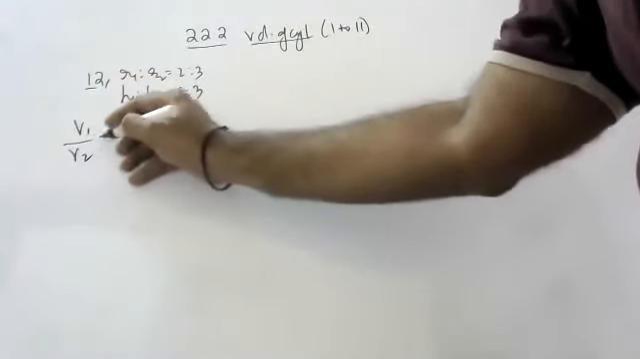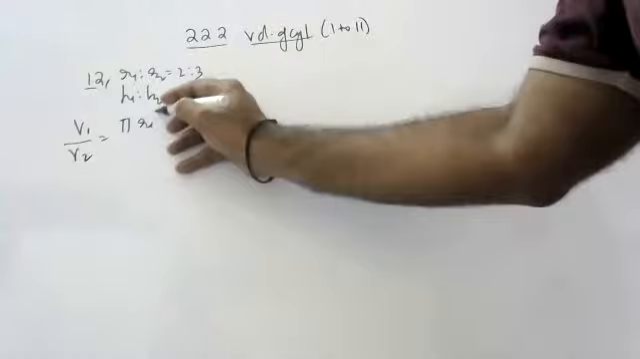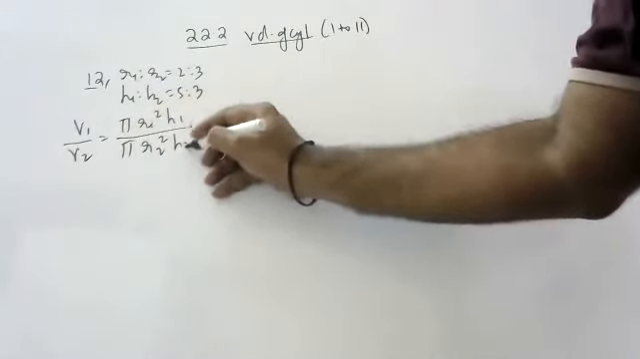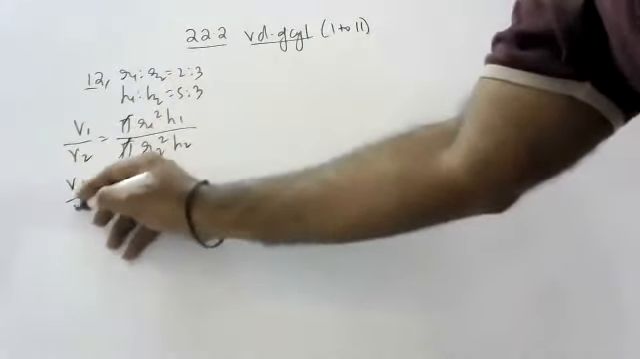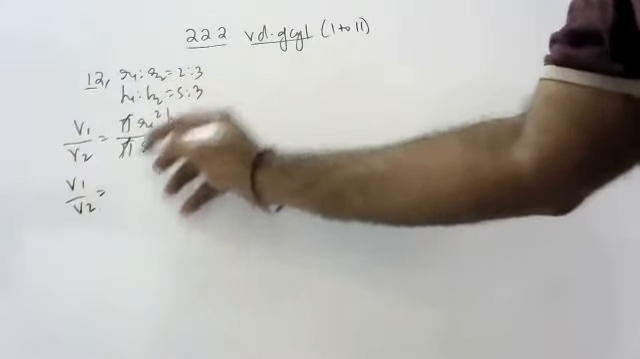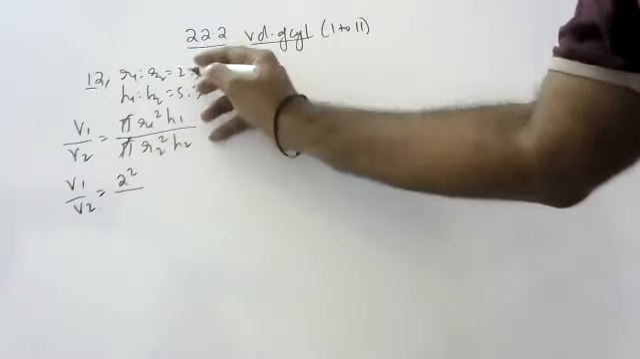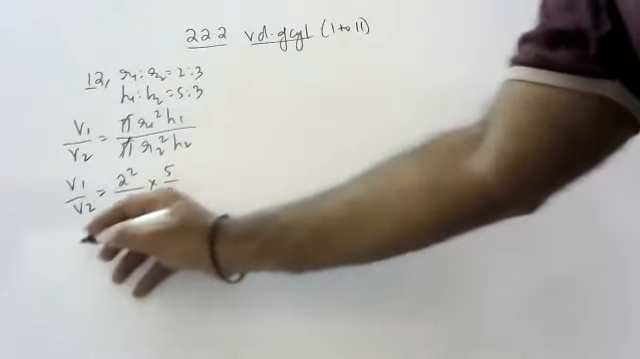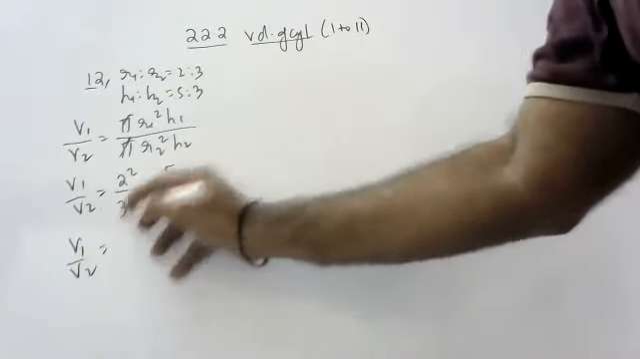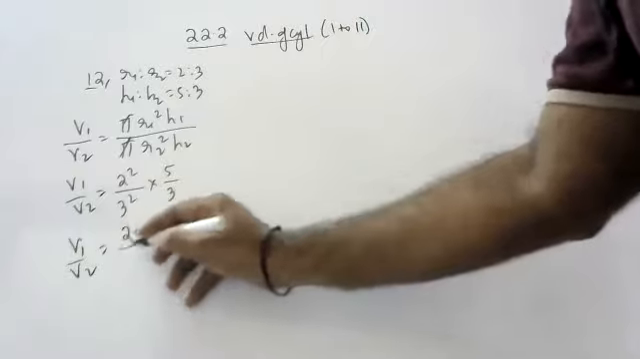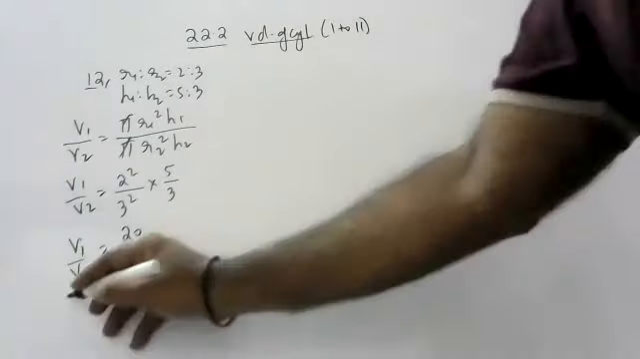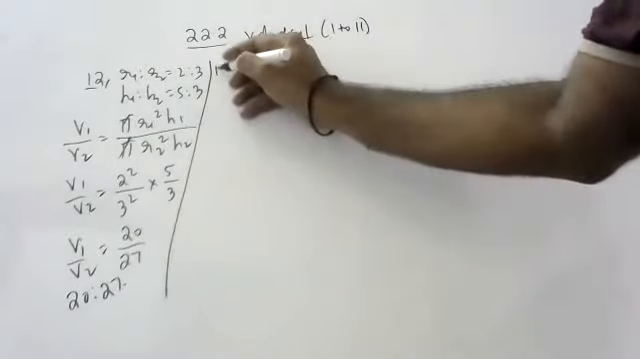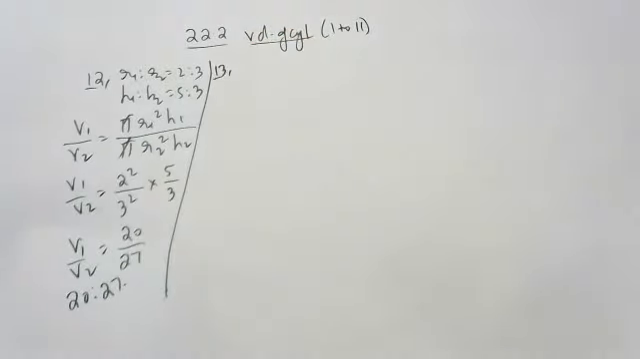So volume 1 is to volume 2 is equal to pi r1 square h1 by pi r2 square h2. Pi cancels. So v1 by v2 is equal to 2 square by 3 square into h1 by h2, which is 5 by 3. So v1 by v2 is 4 into 5 by 9 into 3, which is 20 by 27. So the ratio of their volumes is 20 is to 27. Very good.